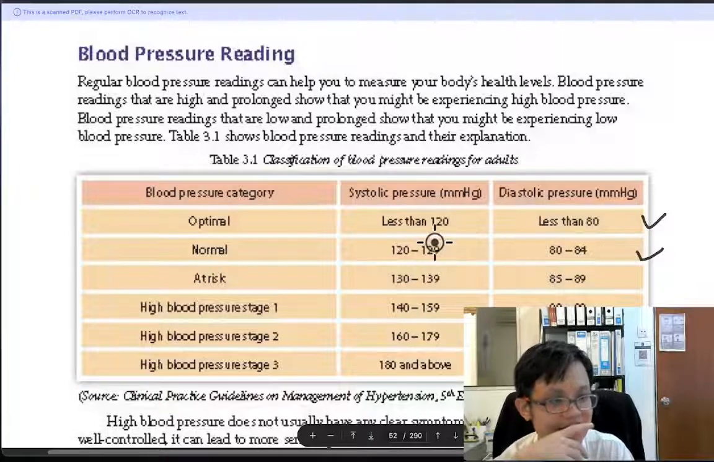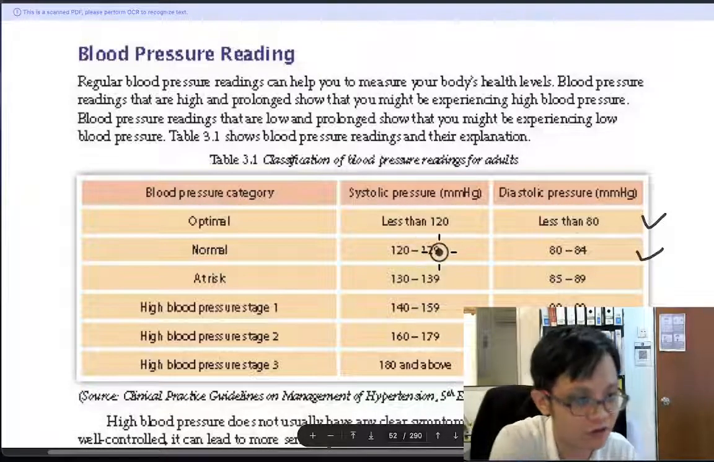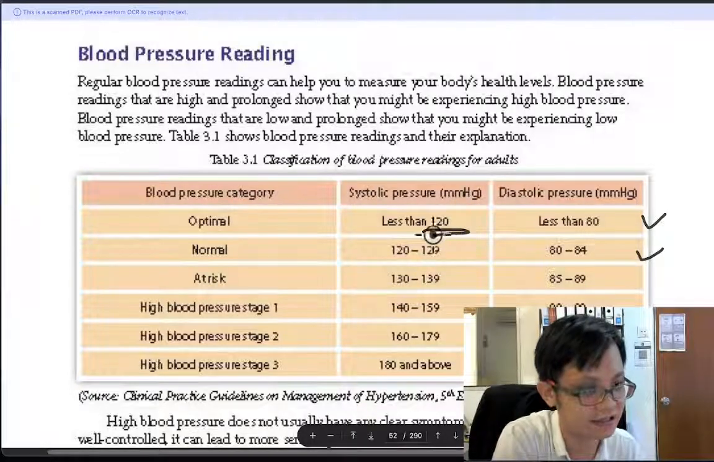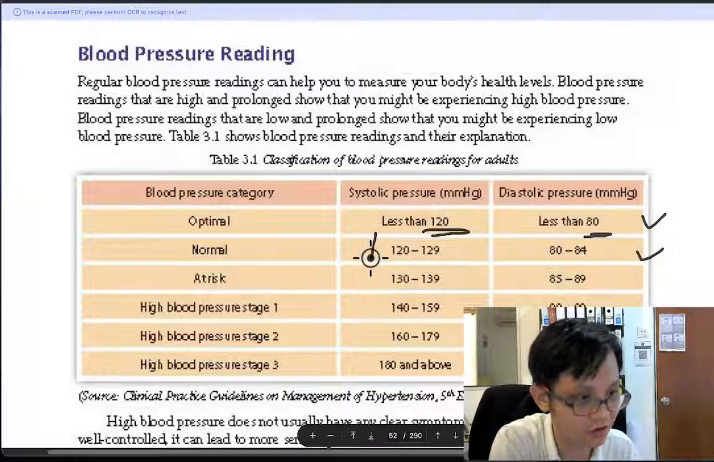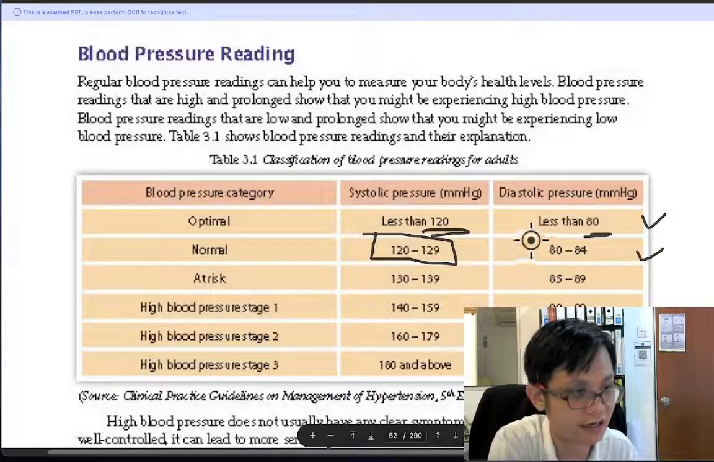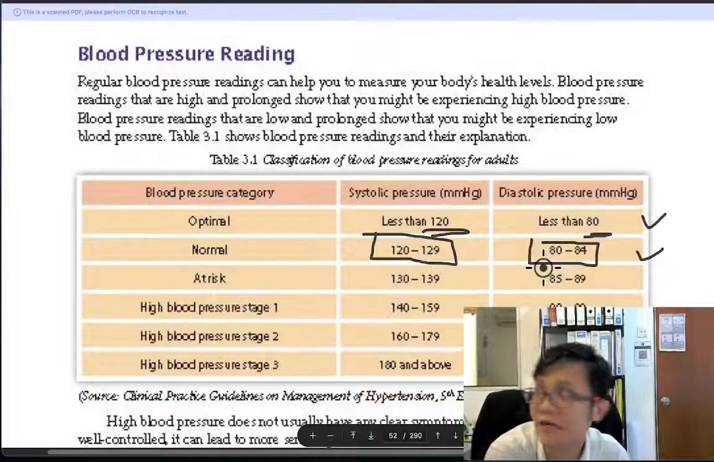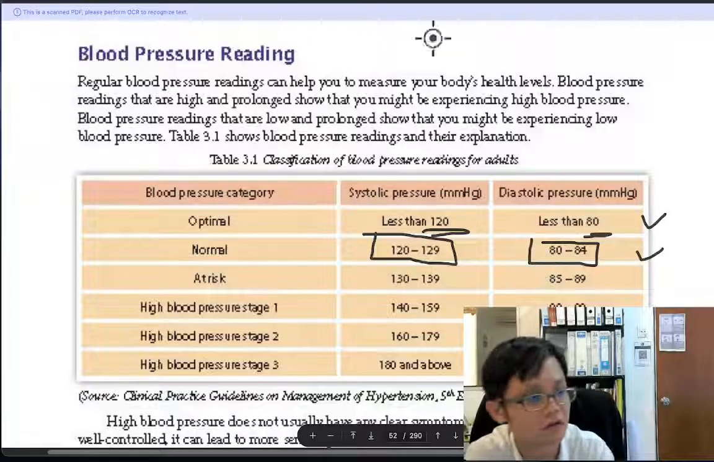If you got less than 120, it means you're healthier. So at home you can check. Lesser than 120 or 80, it is optimal, or this one is considered normal. Too low also not good. Some people are very low. Too low blood pressure also not good.